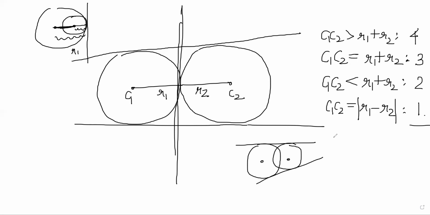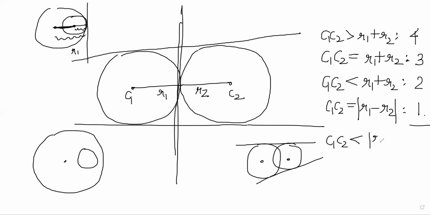Correct. And finally, the last case is when one circle is completely inside another, then there are zero tangents. C1C2 is less than mod of R1 minus R2, right? And there are zero common tangents, correct?